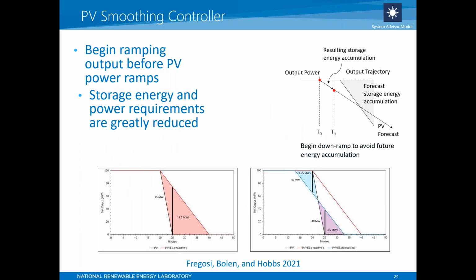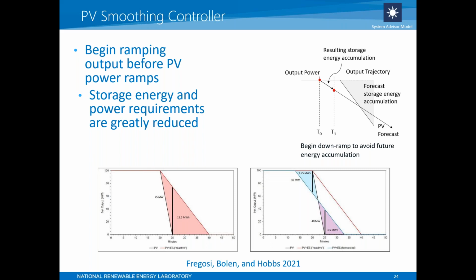The controller can be run both as a feedback controller, but it can also be run with a forecast. So the advantage of using the forecast is that it gives the controller an opportunity to begin ramping before the PV output power ramps. And using the controller as a feedback controller has a higher power and energy requirement for the battery. So that's shown in the chart at the bottom right. The black line is the simulated PV output, where there's a decrease of about 100 megawatts within about 4 minutes, which would violate some of the ramp rate controls in some markets.